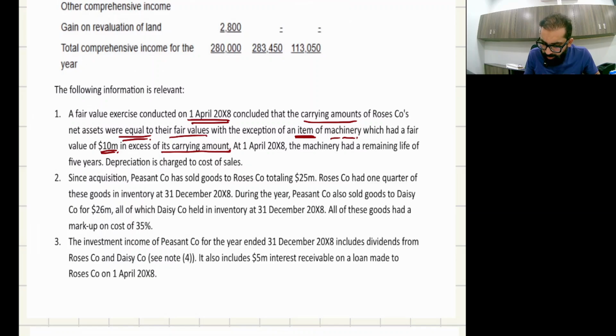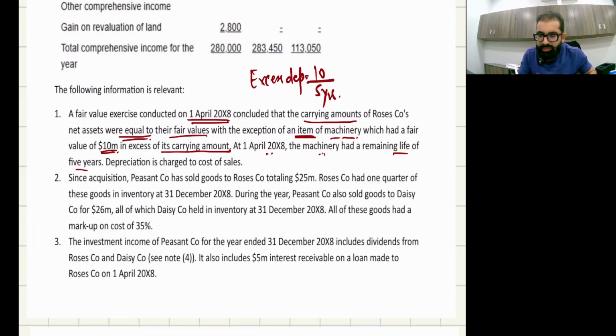On 1st April X8, the machinery, as we know, is a depreciating asset, so you need to do the excess depreciation calculation. It had a remaining life of 5 years. Very easy: your excess depreciation will be 10 million divided by 5 years, which is 2 million per annum. In this question we are working in thousands, so 2 million means 2000 per annum, and per annum is 12 months. But the gap between the acquisition date and the year end is only 9 months, so you need to calculate for 9 months. So 9 months excess depreciation is 1500.